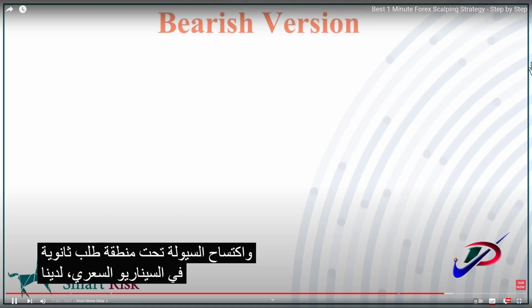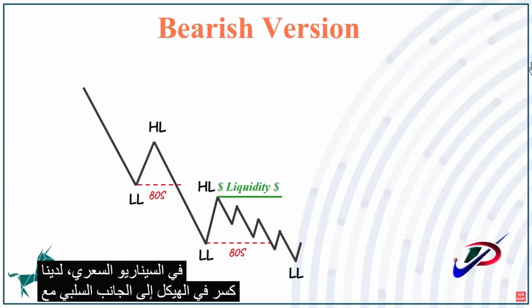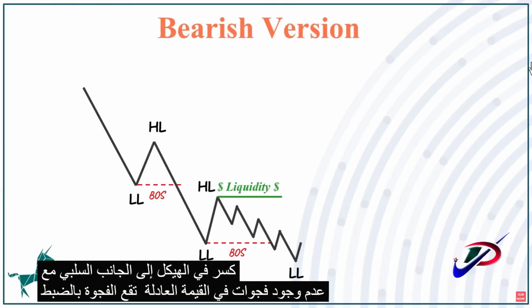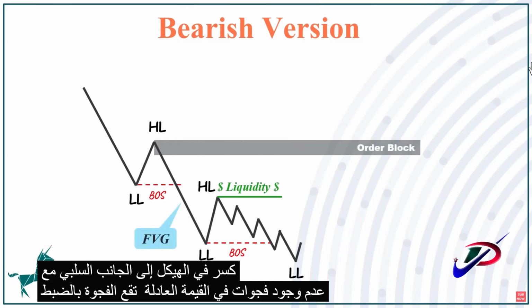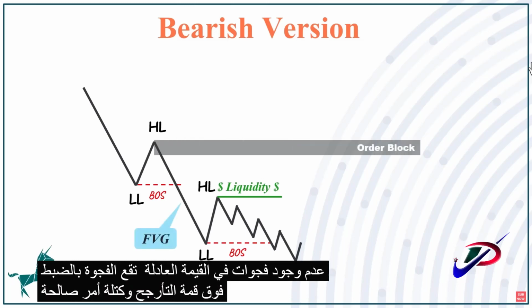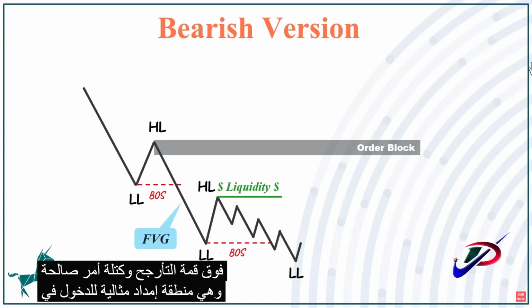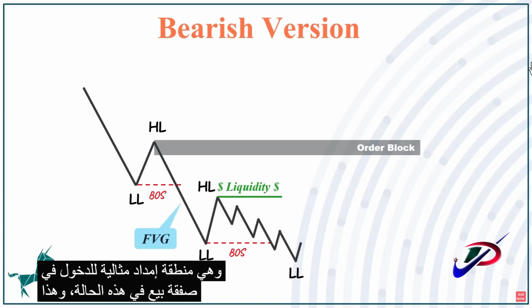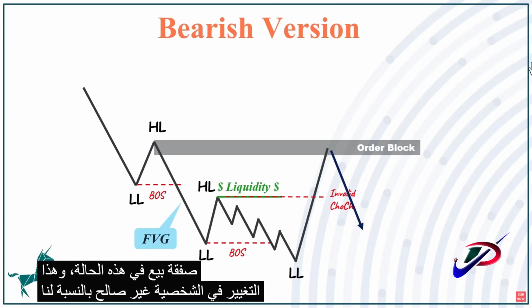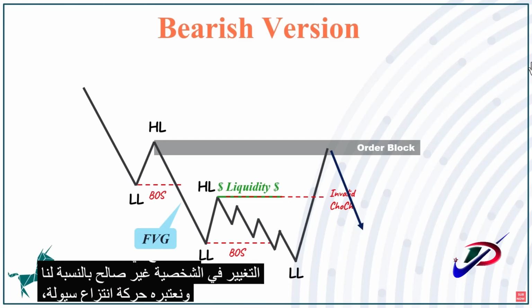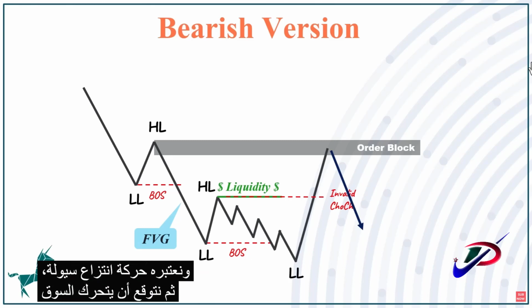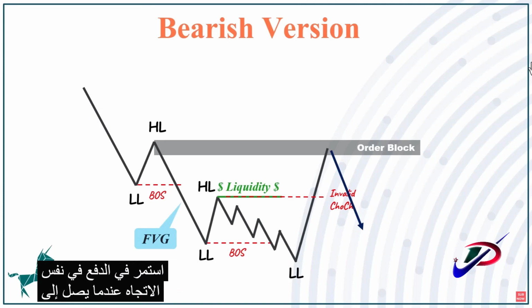In the bearish scenario, we have a break of structure to the downside with no fair value gaps. The gap is precisely above the swing high and a valid order block, which is a perfect supply zone to enter a short trade. In this case, this change of character is not valid for us, and we consider it as a liquidity grab movement. Then we expect the market to continue pushing in the same bearish direction when it taps into the supply zone.